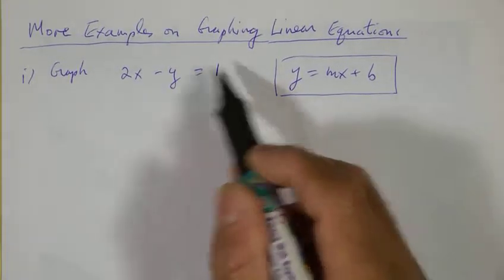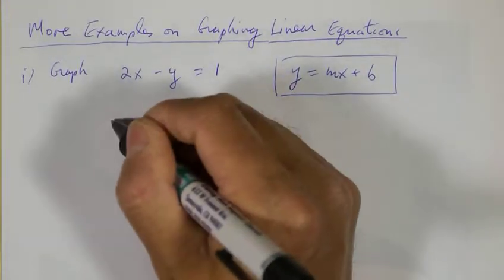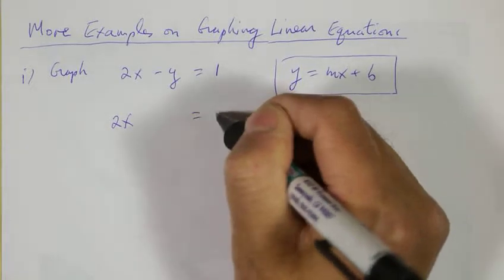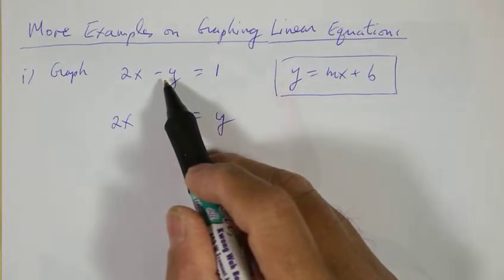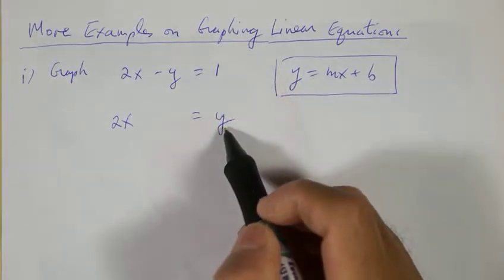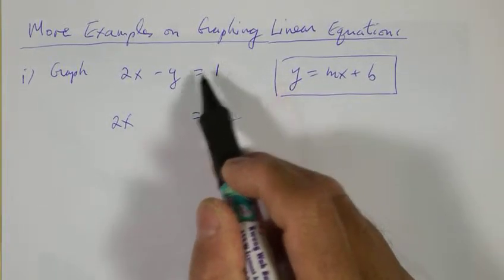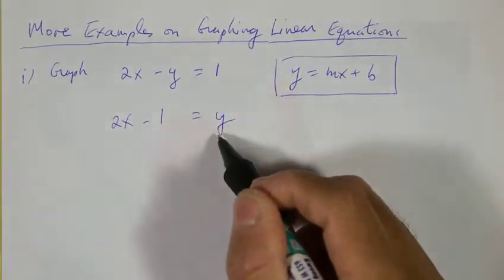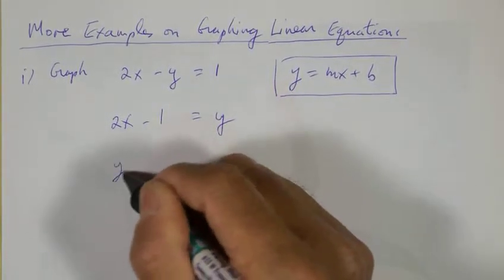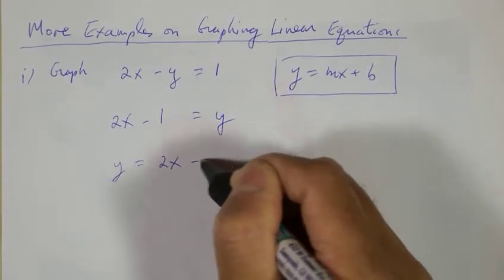You have minus y here. I bring it to the other side. So I have 2x equal to y. Remember, when I move one variable or one piece from the left to the right, it becomes positive. And move the 1 to the other side, so minus 1. It's customary to write the y on the left hand side. So y equal to 2x minus 1.